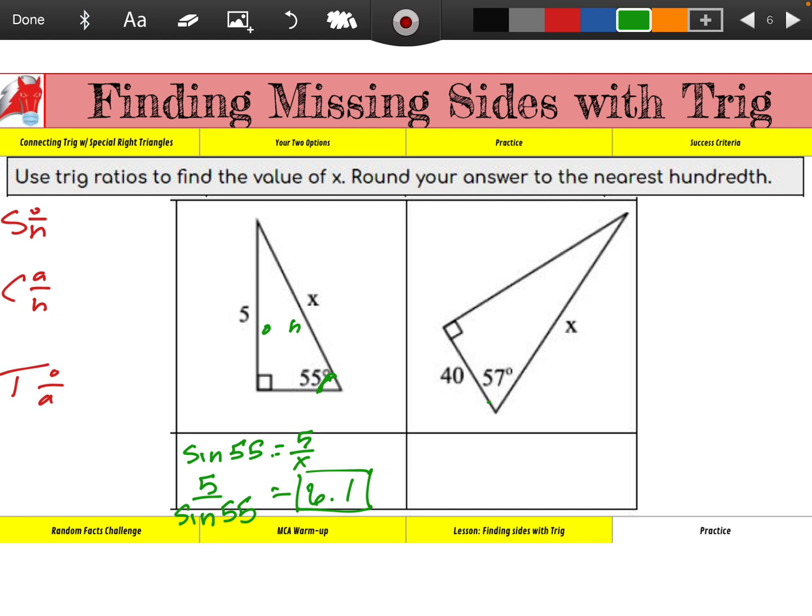Let's see. Here we are on this one. Whoop, whoop. There's my theta. Here's adjacent. That's hypotenuse. So that would be cosine in this case. So cosine 57 equals 40 over x. That's a flip-flop, right? I multiply by x, divide by cosine 57. So all I'm really doing is 40 divided by cos 57, which gives me, let me do that, 40 divided by parentheses cosine 57.